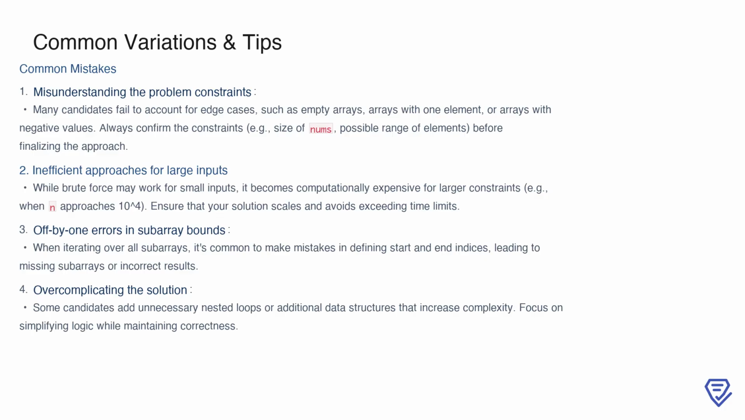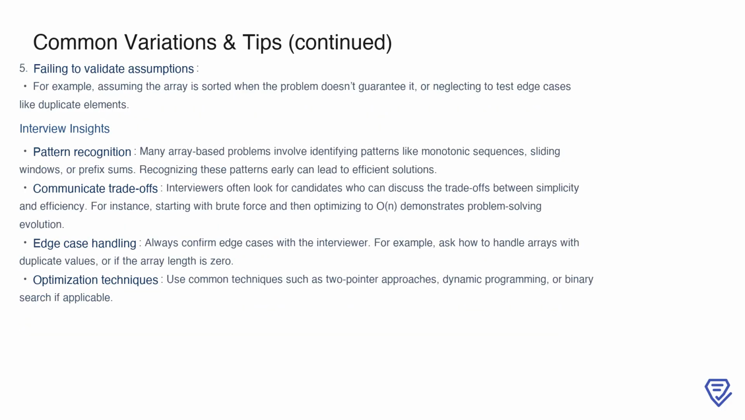Lastly, overcomplicating the solution can cause unnecessary difficulties. Adding extra nested loops or data structures often increases complexity without adding value. Always aim for simplicity and correctness in your logic. Failing to validate assumptions is another critical mistake to avoid. For example, assuming the array is sorted when the problem doesn't specify this, or neglecting to test edge cases like arrays with duplicate values, can lead to incorrect solutions.